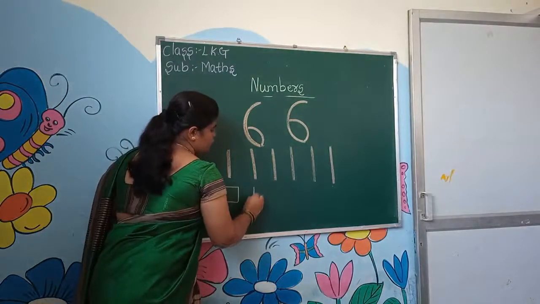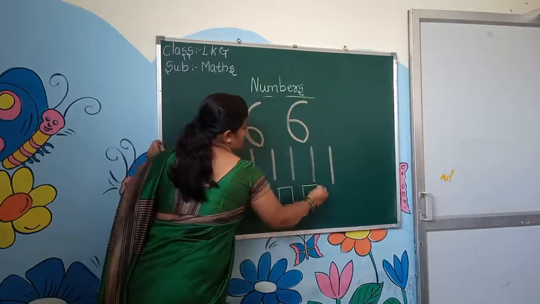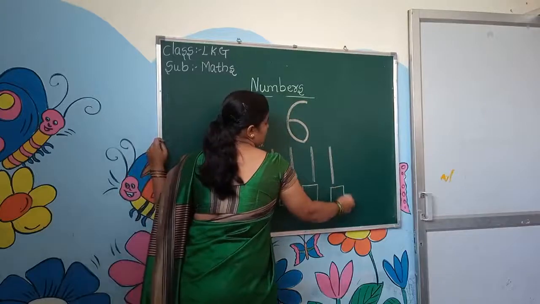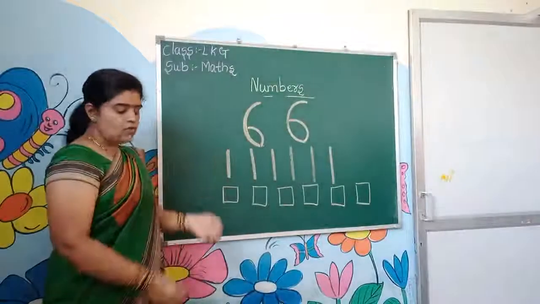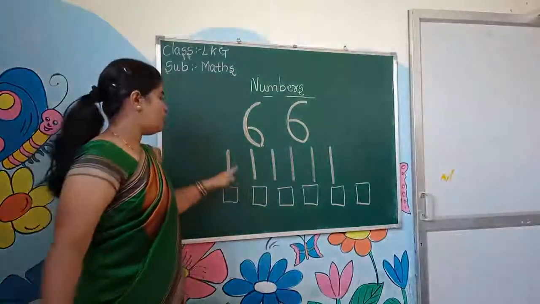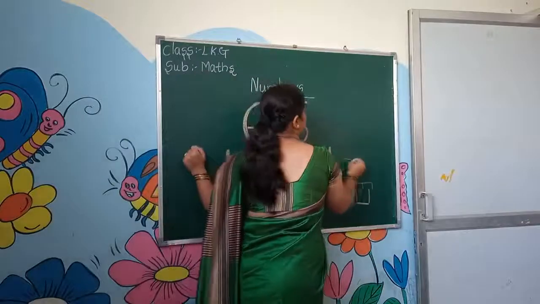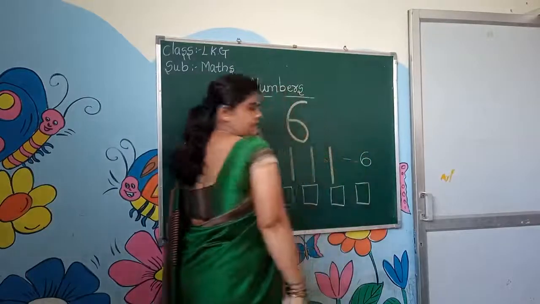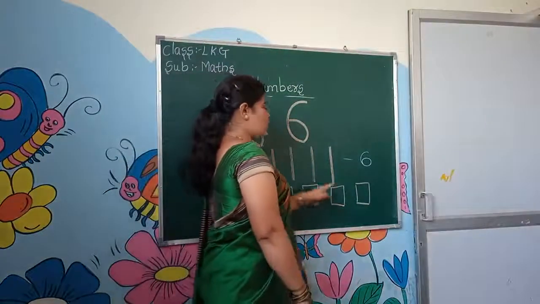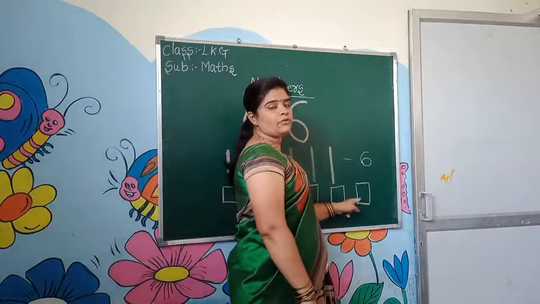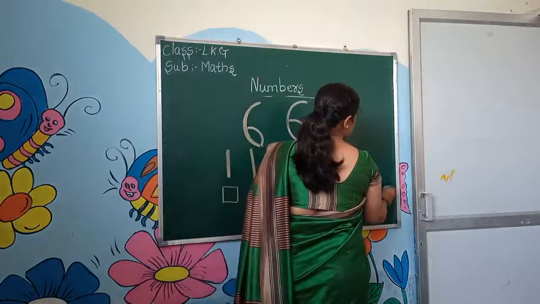Next, how many squares do we have to draw? 1, 2, 3, 4, 5, 6. Count, children. Count. 1, 2, 3, 4, 5, 6. We have to write 6 here. Here you count. 1, 2, 3, 4, 5, 6. Which number do you have to write here? Number 6.